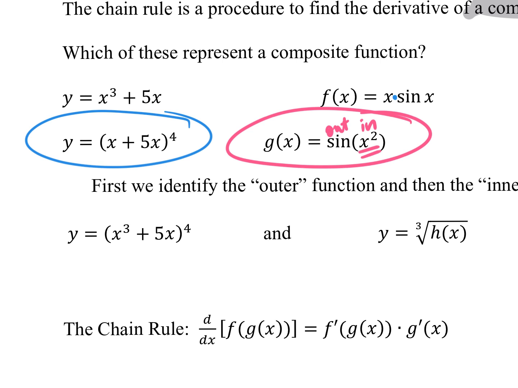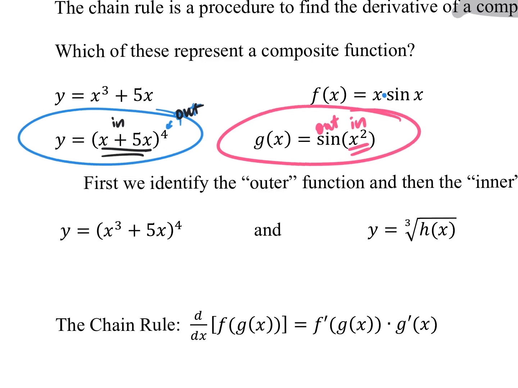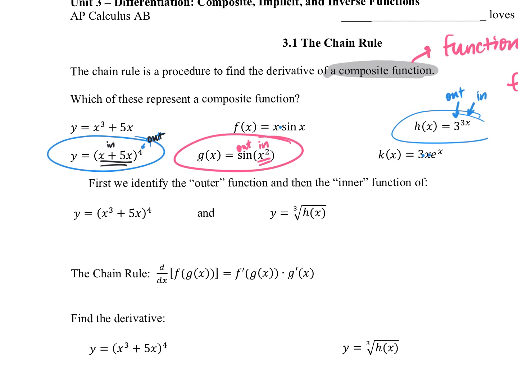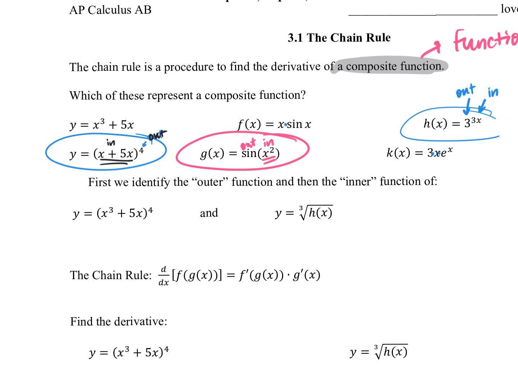The thing to the 4th power. Exactly. This is my outer function right there. Good, you guys. We're just brainstorming. This x plus 5x is the inner. What makes it outer versus inner?